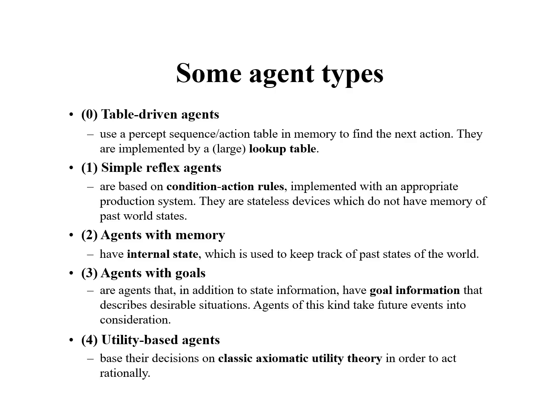Okay, next is utility-based agents. They make decisions based on classic axiomatic utility theory in order to act rationally. Okay, they can act rationally. Unlike the systems mentioned above, these systems can act rationally with the help of classic axiomatic utility theory.